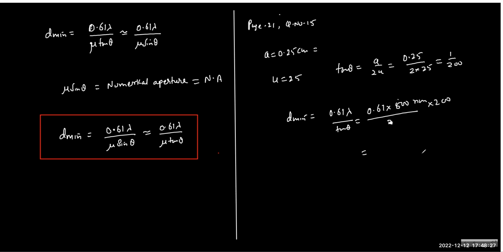Just a moment. A is given as radius, right? So we have to double that value. A by 2 means it's A by U now. 2 will not come. Then we'll get 30.